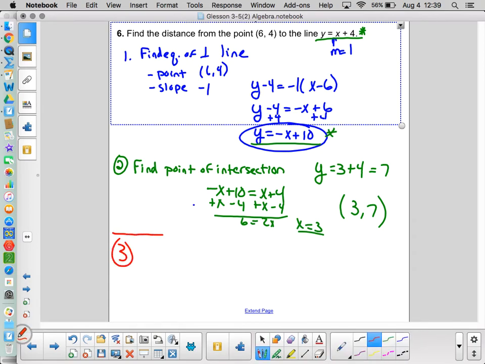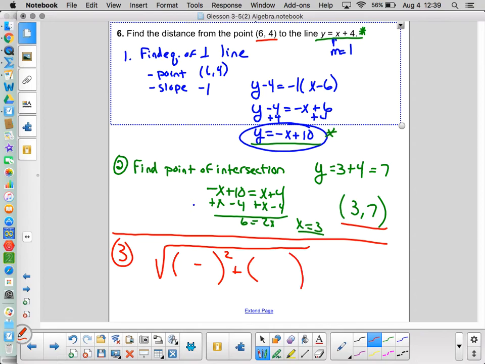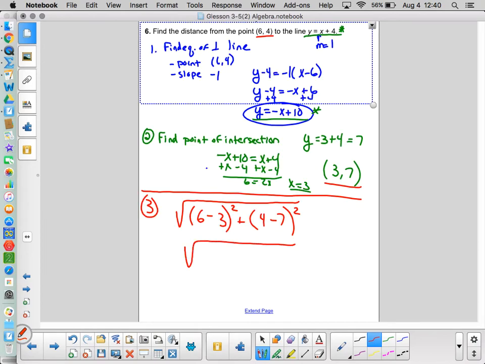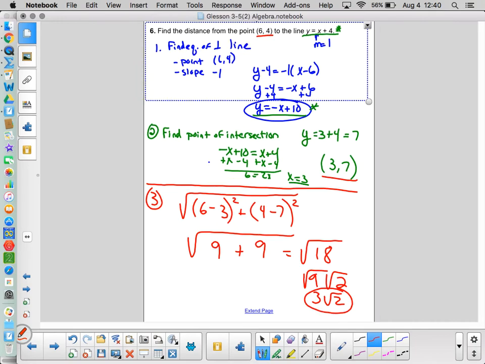Step 3, find the distance between the 2 points, 6, 4 and 3, 7. So the x-coordinates are 6 and 3. The y-coordinates are 4 and 7. And we do our algebra. 6 minus 3 is 3. 3 squared is 9. 4 minus 7 is negative 3. Negative 3 squared is also 9. That's the square root of 18, which I can simplify into square root of 9, square root of 2, or 3 root 2 is the exact distance between that point and that line, 3 root 2 units.